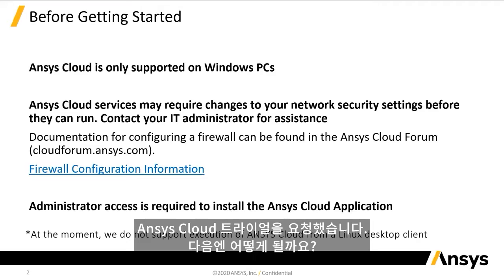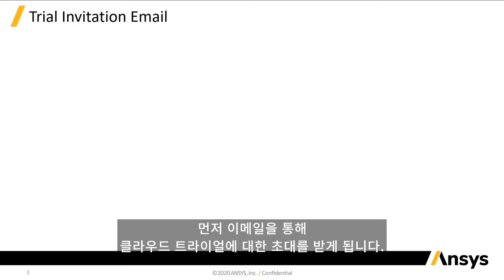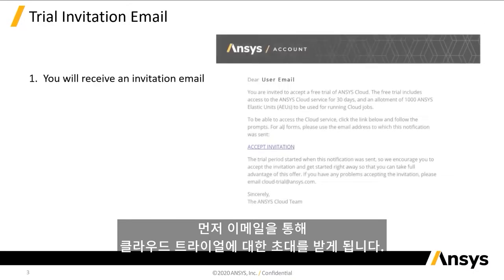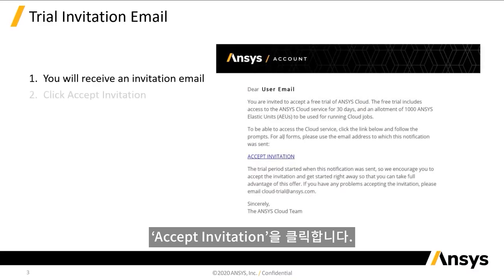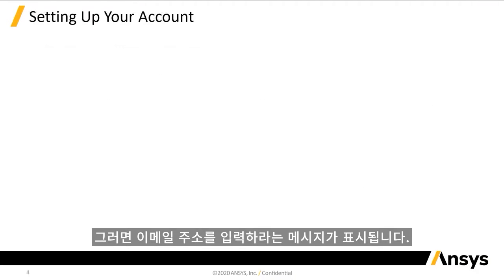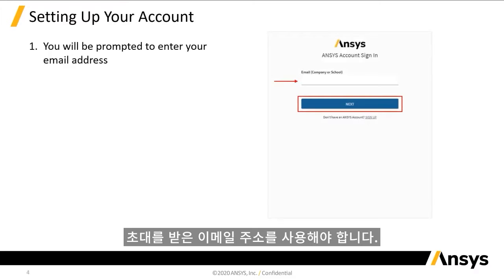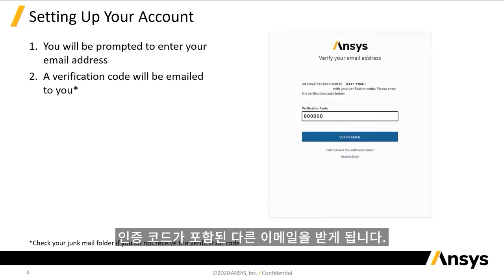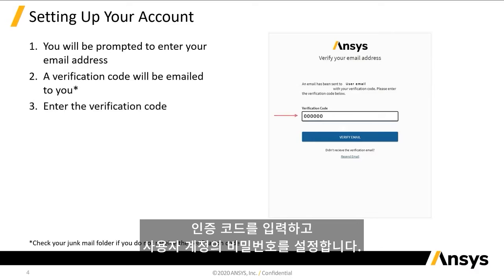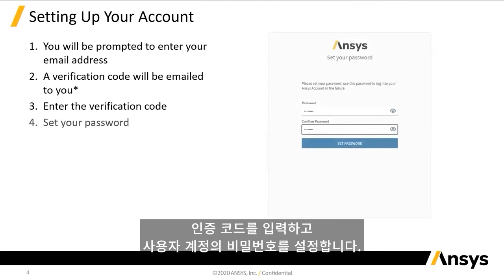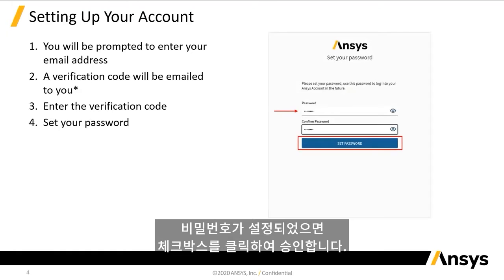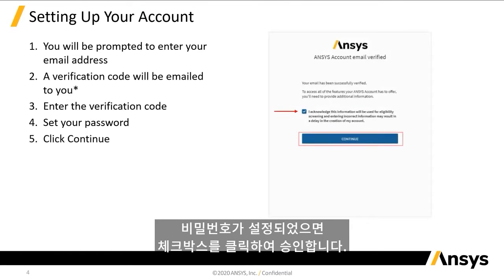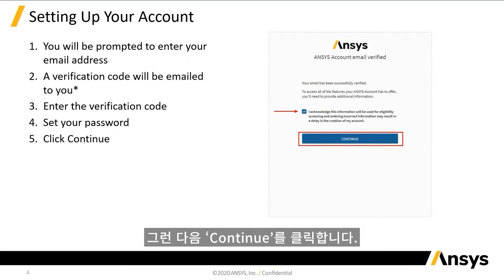All right, you've requested a trial of Ansys Cloud. What happens next? Well, first, you will receive an invitation to the cloud trial via email. Click Accept Invitation. You will then be prompted to enter your email address. Make sure to use the email address the invitation was sent to. You will receive another email containing a verification code. Enter the verification code and define a password for your user account. Once the password has been set, click the checkbox to acknowledge, then click Continue.